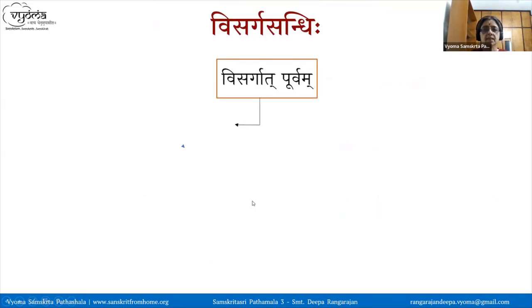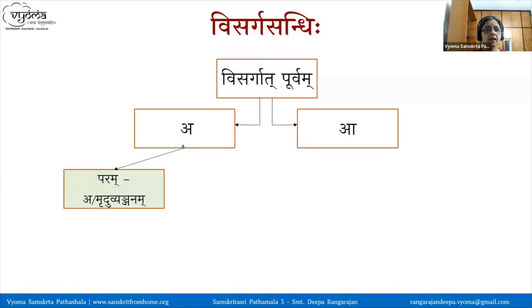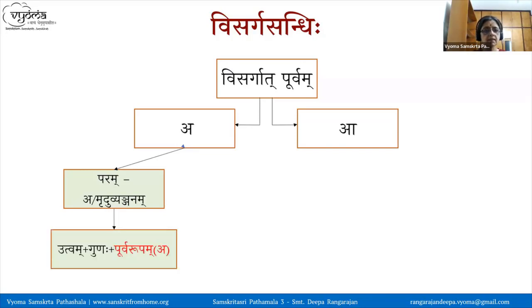So to summarize Visargat Purvam: before the Visarga, there can either be Hrasva Akara or Dirgha Akara. For now, we have considered only these two swaras. We know that Visarga always follows a swara, but for now we are taking only Akara and Akara and seeing what the modifications are. If it is preceded by Hrasva Akara, and followed by Hrasva Akara or Mridu Vyanjana, then you get Utvam and Gunaha. And if it is Hrasva Akara that follows, Purva Rupam is an additional Sandhi that happens.